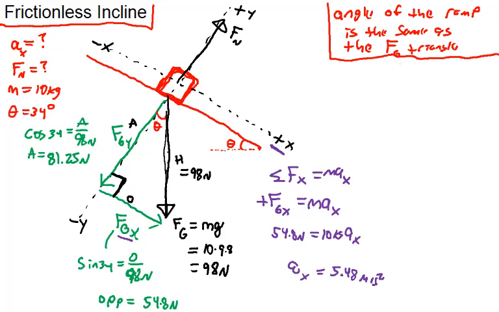All right, so here's the solution. We should get 5.48 meters per second squared for the acceleration, and the force of gravity in the y will be 81.25 newtons.